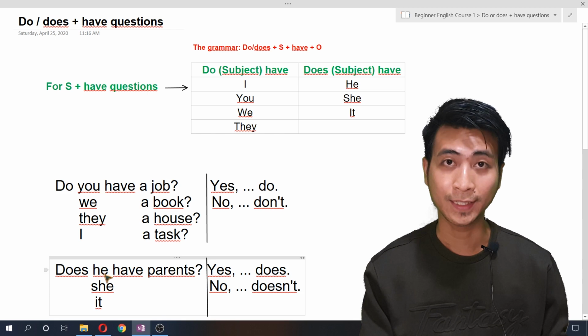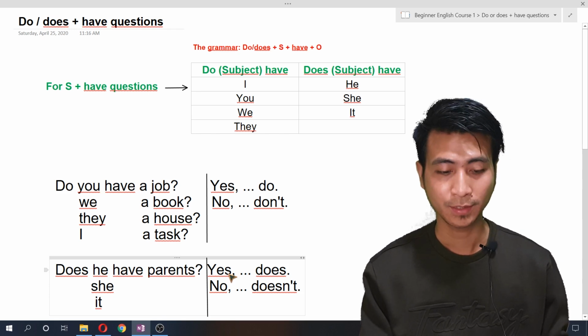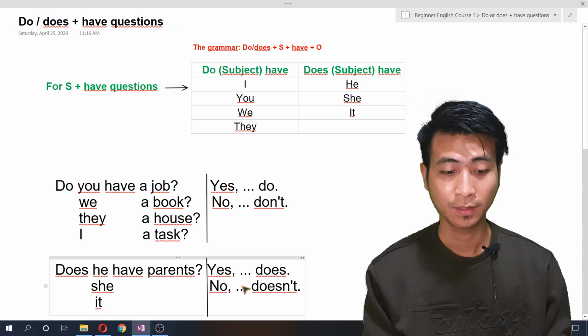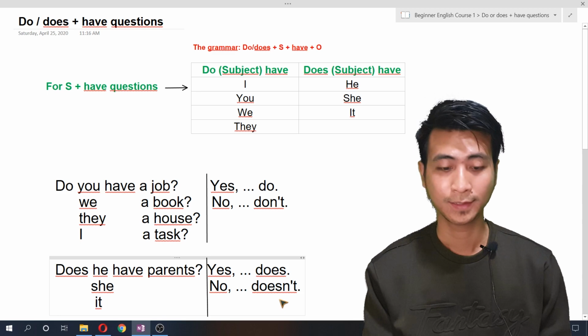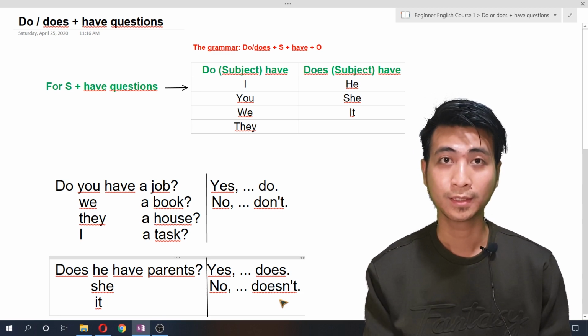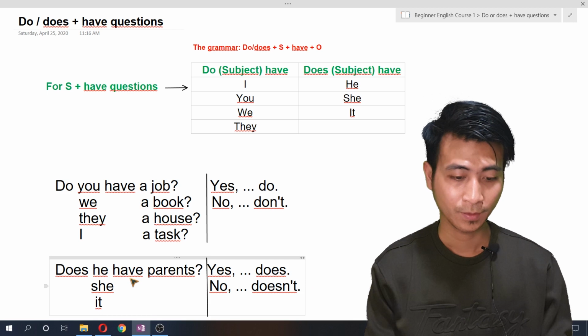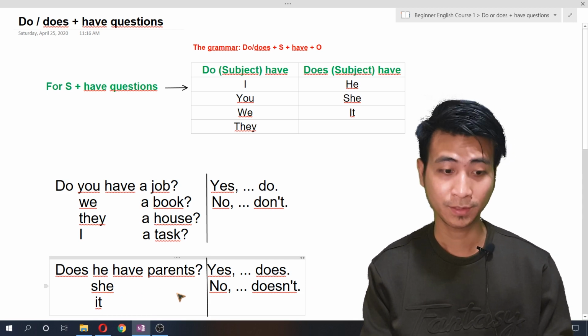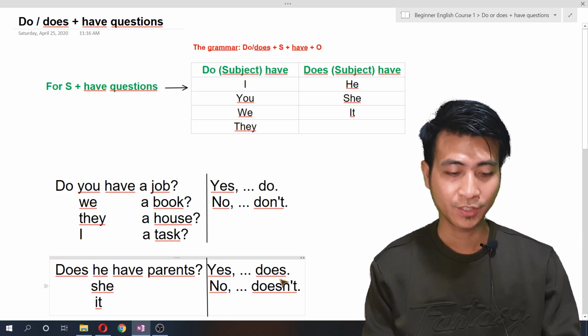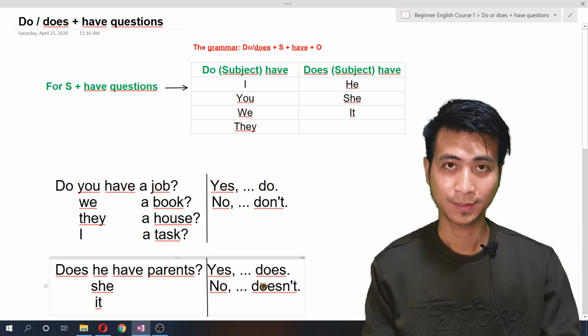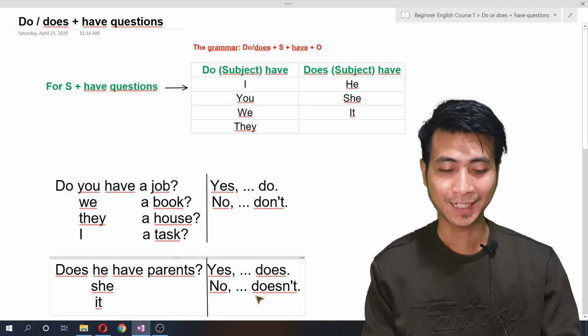Here the subject is he, so we use the answer again. Yes, he does, or no, he doesn't. And doesn't is a contraction for does not. Okay, next, does she have parents? It's the same. So for the answer, yes, she does, and no, she doesn't. Does it have parents? Yes, it does, and no, it doesn't.